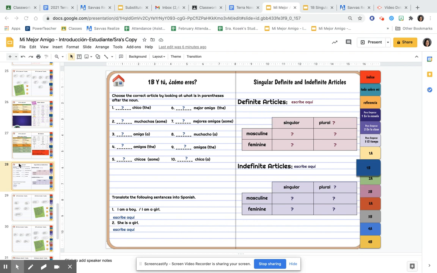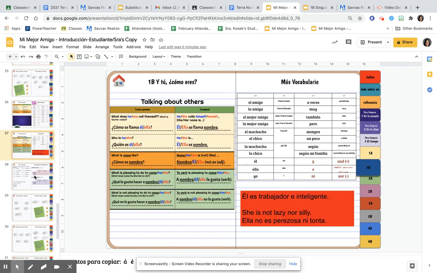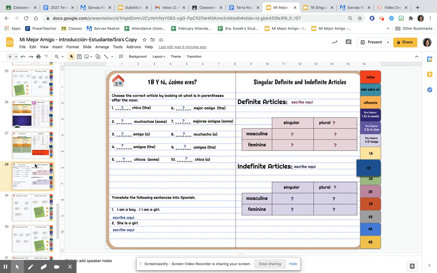Before we begin, if you haven't done so, at some point you're going to need to import this new slide as slide 28. So make sure you're on slide 27 before you import slide 28, so that you can have this be slide 28. And the title is 1B Singular Definite and Indefinite Articles.